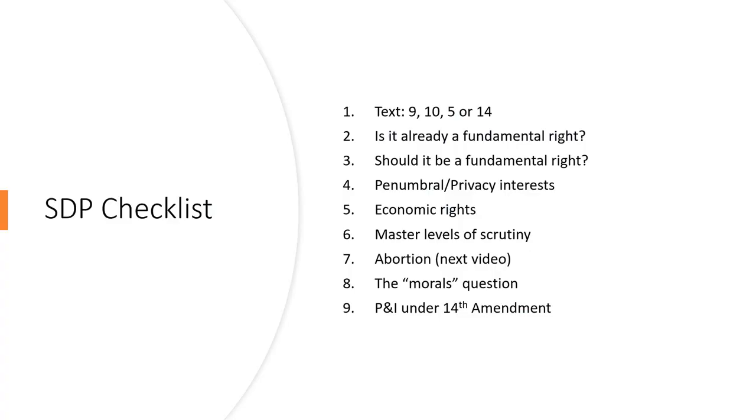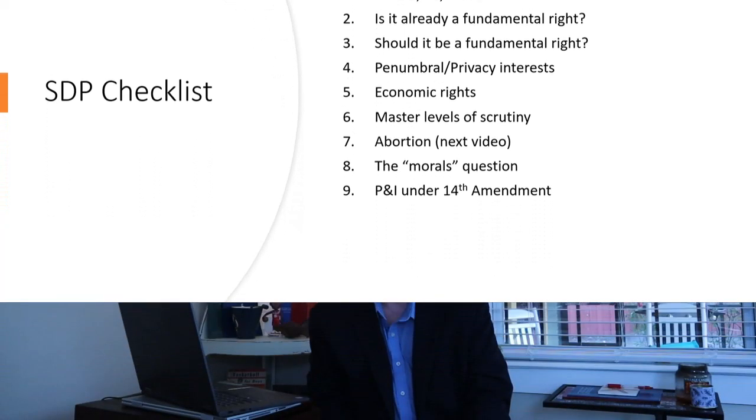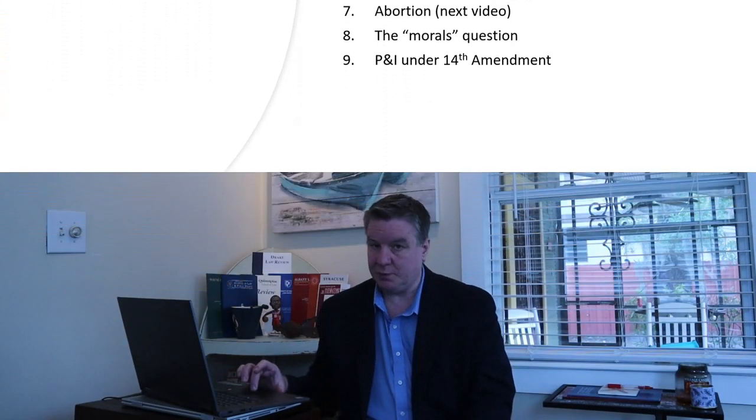Now, speaking of these levels of review, that's obviously number 6. And although it's number 6 on your checklist, it's probably the most important thing for passing a bar exam, to know your standards of review. And in substantive due process, unlike in equal protection, which we'll talk about later, there are only 2 levels of review. And those are strict scrutiny and rational basis review.